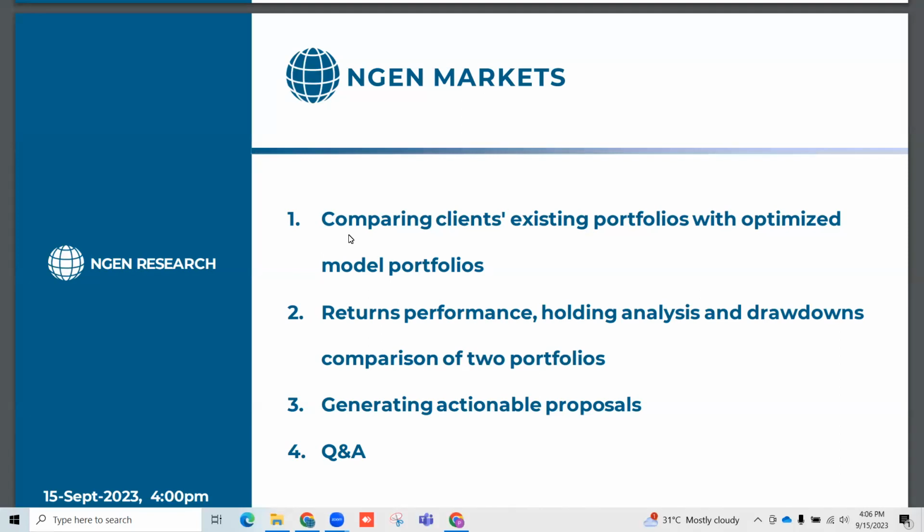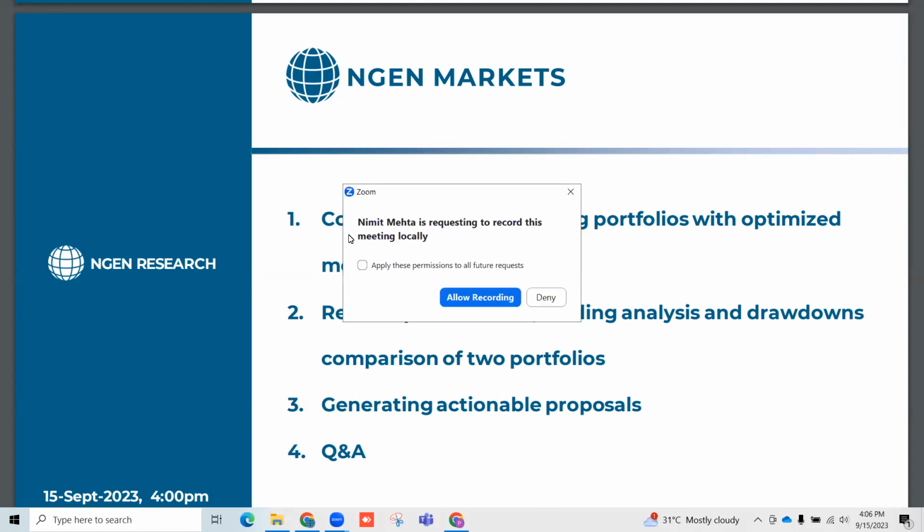And lastly, we will see how we can actually generate an actionable proposal for the client from this two portfolio comparison. By actionable proposal, what I really mean is we have two options. One is a percentage based PDF and the second is an amount based PDF. The amount based PDF is typically for it to be more relatable for the client, right? So let us now delve in. Of course, after that, we will move on to the Q&A session. So let's begin the session.